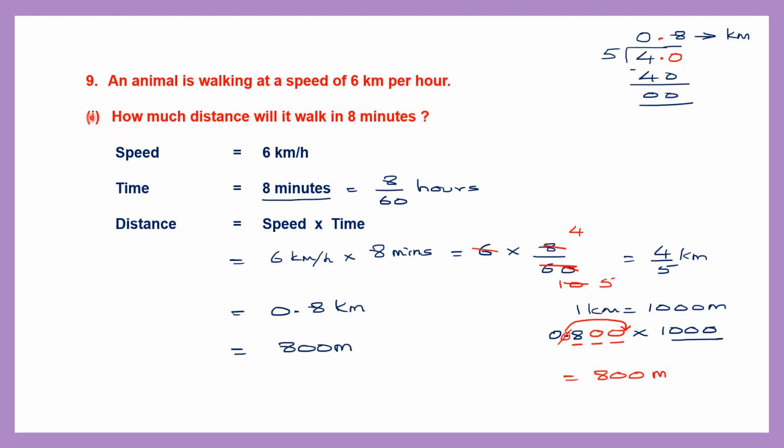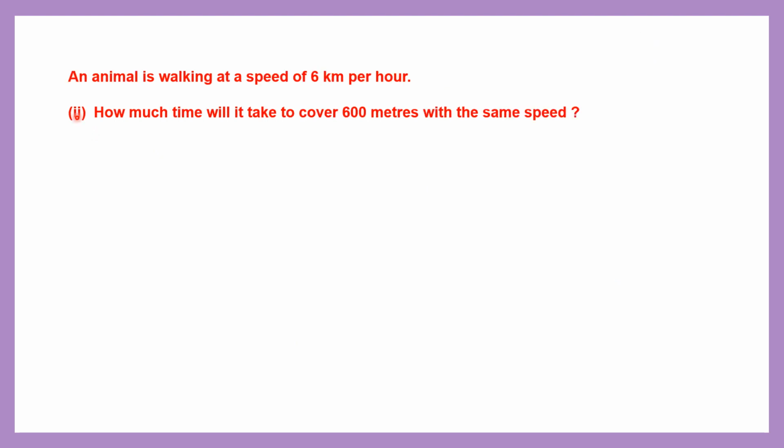Now this is the first part of the question. Now we have one more part to this. So the second part of the question is, how much time will it take to cover 600 meters with the same speed? The speed is given to us. The distance is given to us, 600 meters. Now we are asked to find the time. So let's write what is given. Speed is given and distance is given.